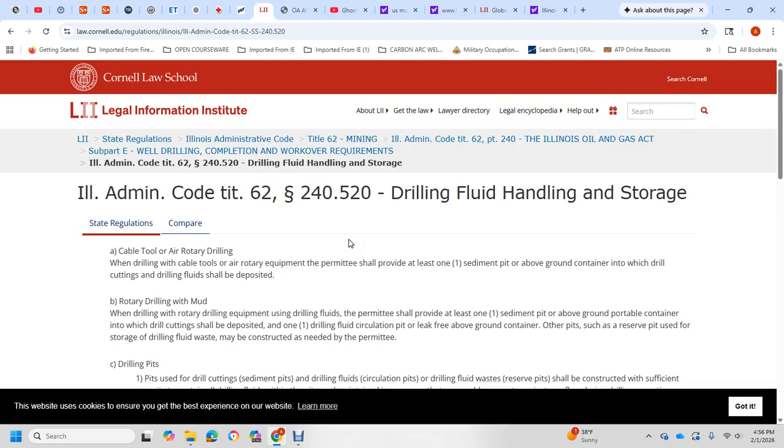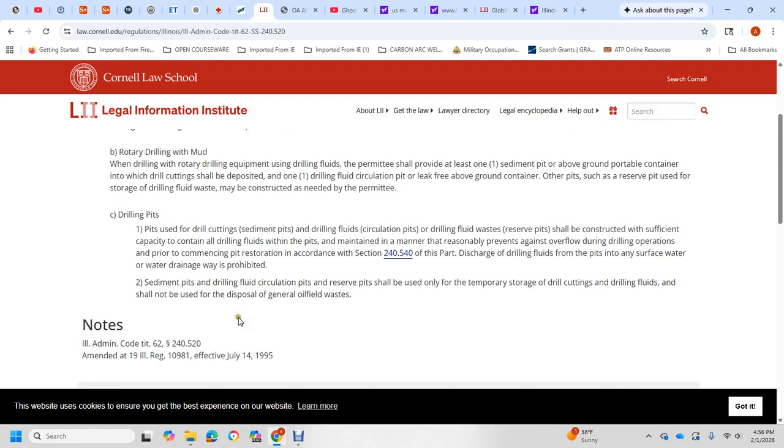Rotary drilling with mud. When drilling with rotary drilling equipment using drilling fluids, the permittee shall provide at least one sediment pit or above ground portable container. Drilling cuttings shall be deposited in one drilling fluid circulation pit or leak-free above ground container. Other pits, such as reserve pits used for storage of drilling fluid waste, may be constructed by the permittee.